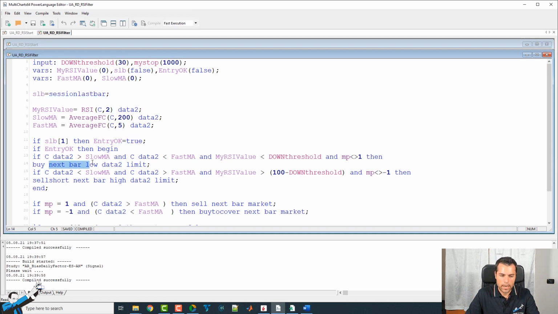If entry OK is true, we will buy the next bar at the low of the previous session, so low of data 2, with a limit order only if the close of data 2 is greater than our slow moving average, which is the 200 period moving average, and if the close of data 2 is less than the fast moving average, that is the 5-day moving average.